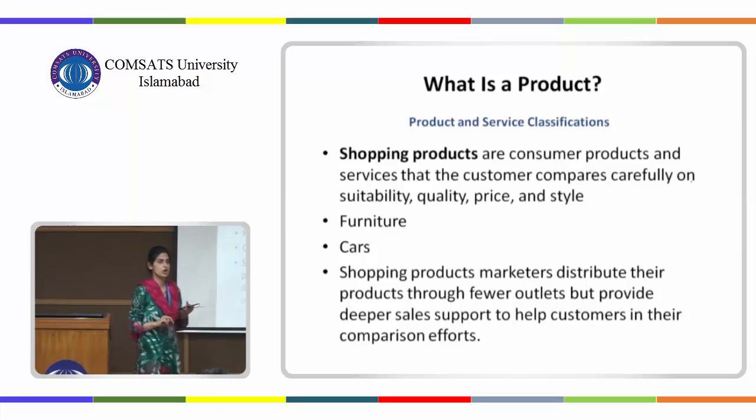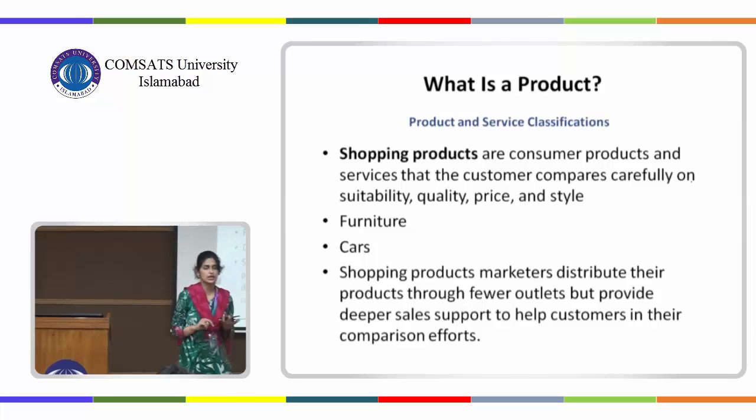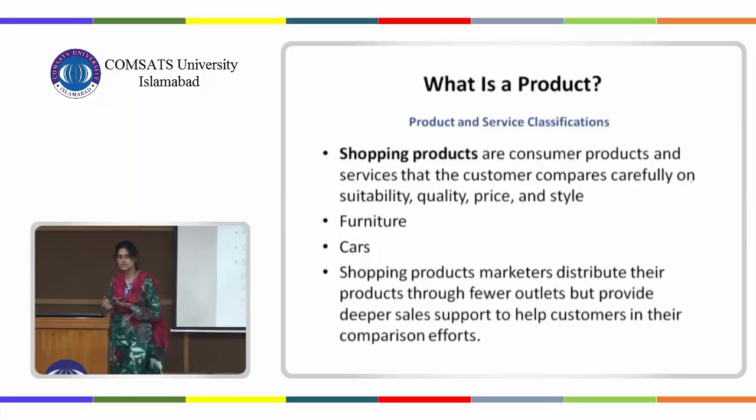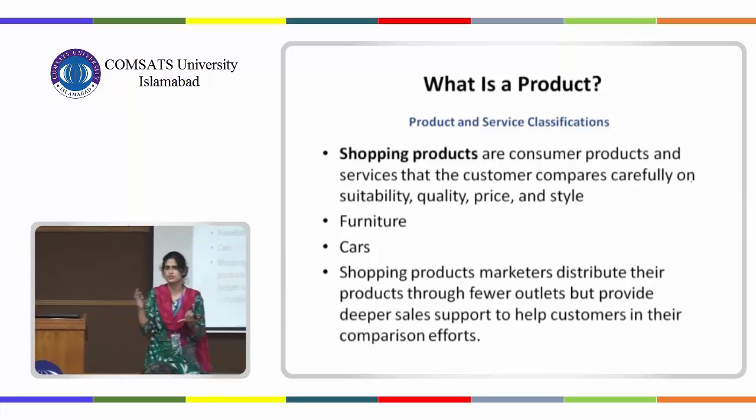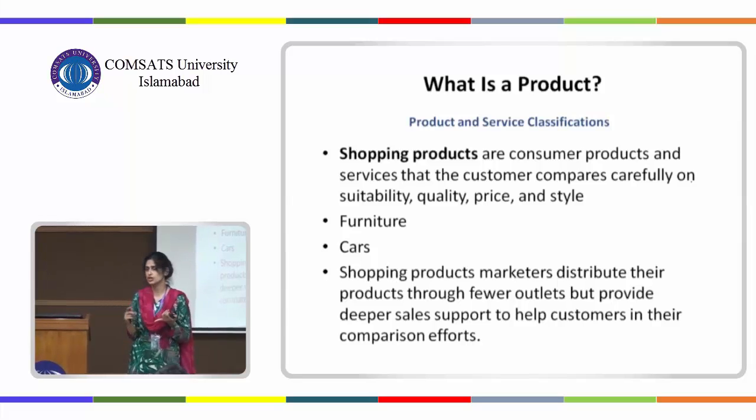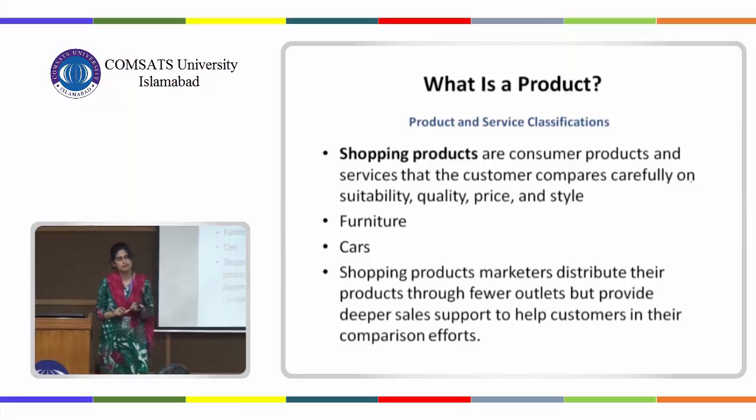The other category is the shopping category. Shopping products are slightly higher in price in comparison to convenience products. These are products that you buy often, but not as often as convenience products. So your car, you do buy cars quite a few times in your lifetime, but not as often as you do your groceries. Maybe you change your cars 10, 15 times during your whole lifetime, but not more than that.